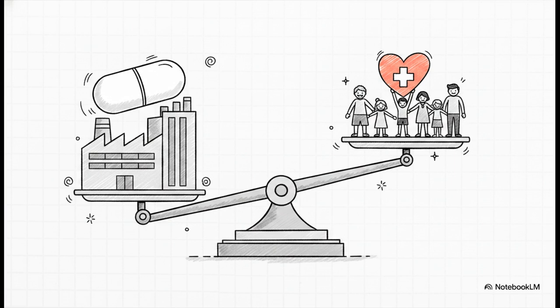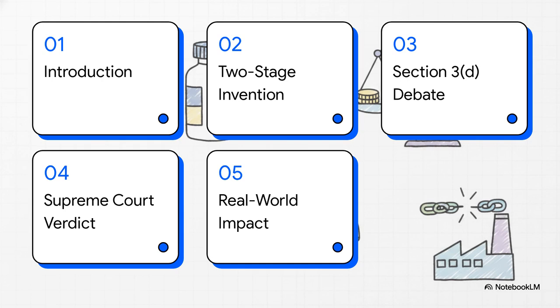This 2013 Supreme Court decision is, hands down, one of the most significant pharmaceutical patent judgments in Indian history. It tackles a massive, incredibly complex question head-on. How exactly do we balance the intellectual property rights of giant drug companies with the fundamental human right to health and affordable medicine? Okay, let's dive into this.